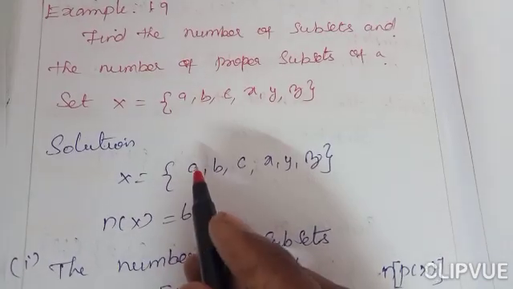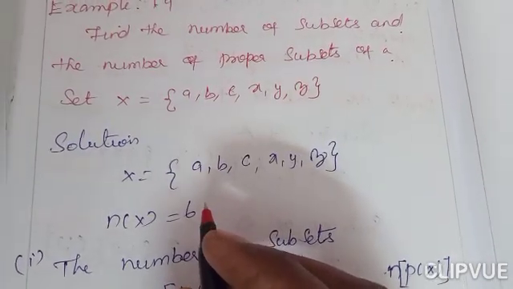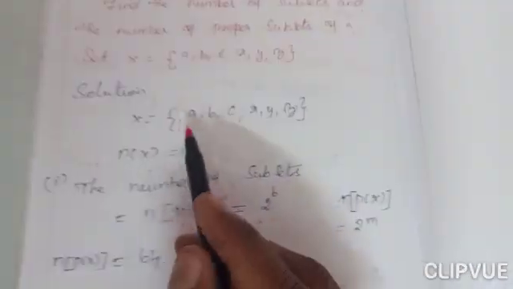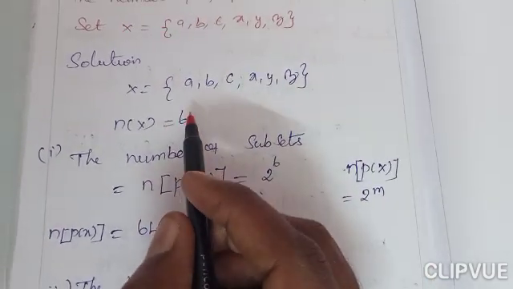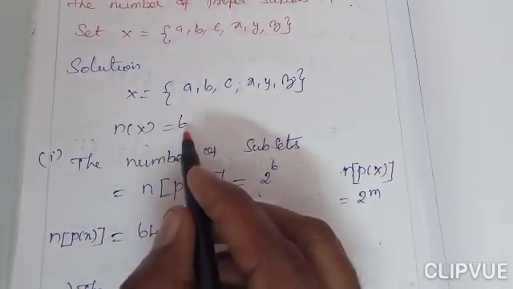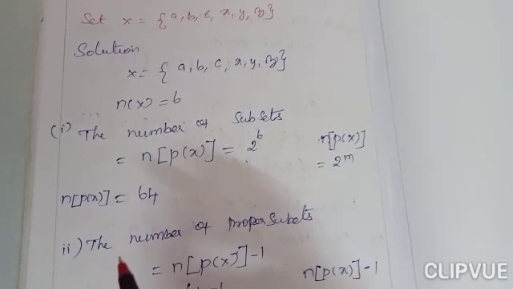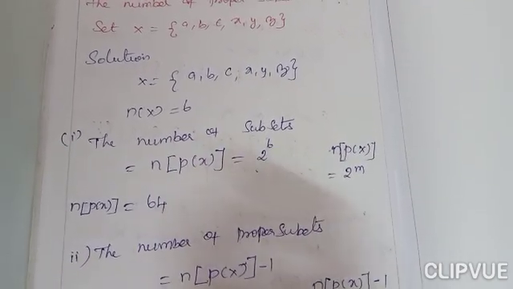Now we are going to write the number of elements in set X. First write the set X: A, B, C, X, Y, Z. How many elements? 1, 2, 3, 4, 5, 6. So n(X) equals 6. After that, they are asking the question: find the number of subsets. After that, find the number of proper subsets.